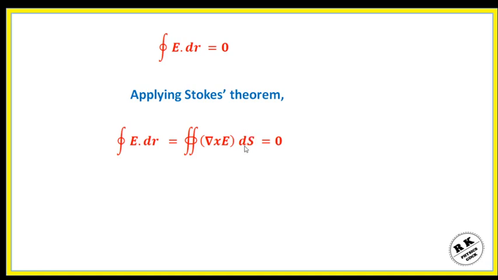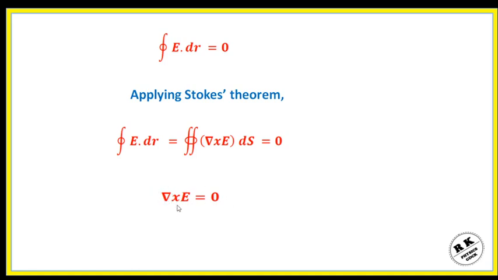Since area is not 0, the integrand must be 0. That means del cross E must be 0. I hope you remember this operator del. It stands for i times dou by dou x plus j times dou by dou y plus k times dou by dou z. It is an operator in vector calculus. So del cross E is 0.